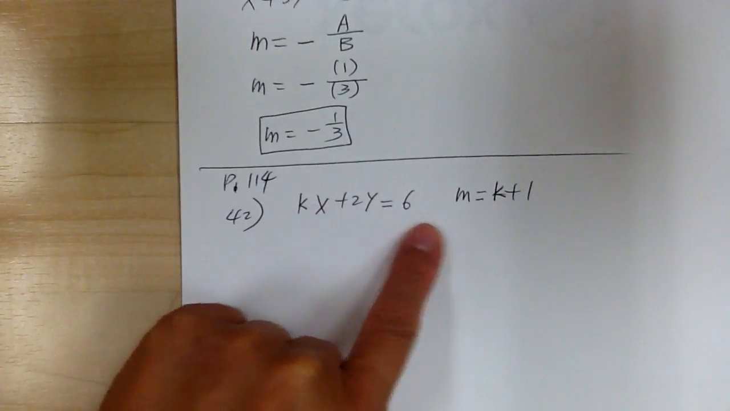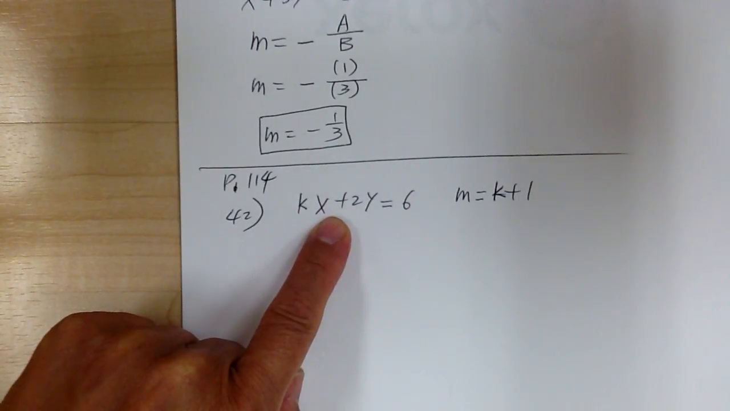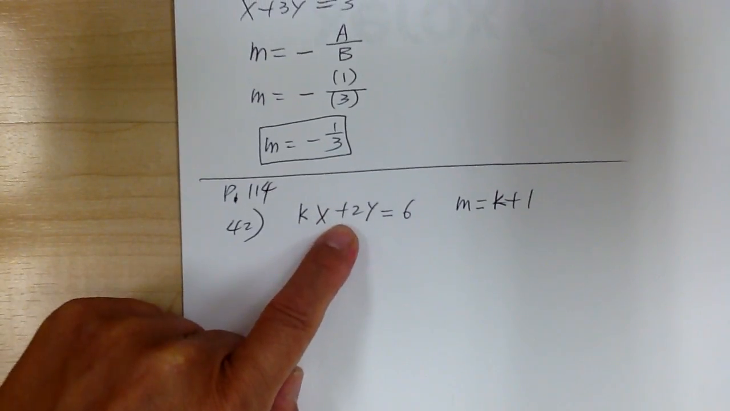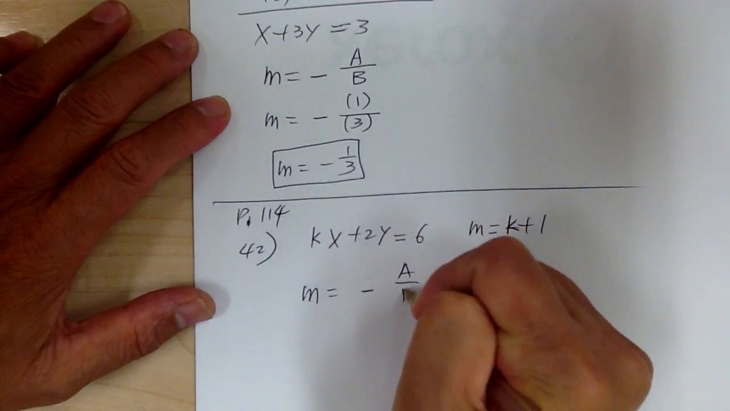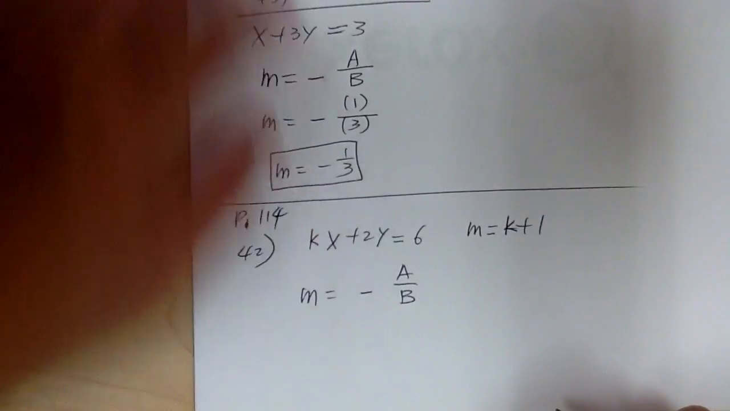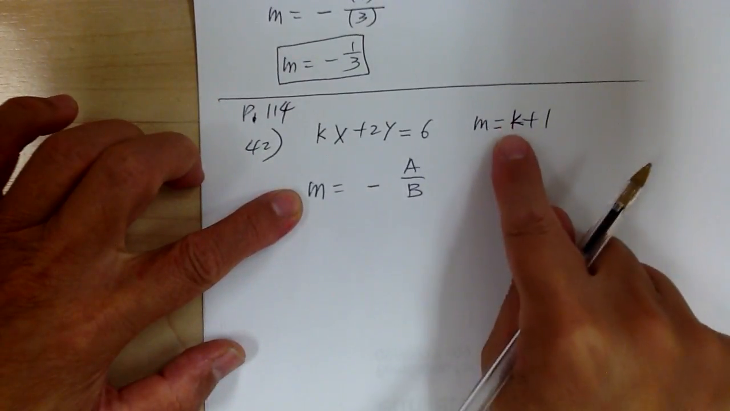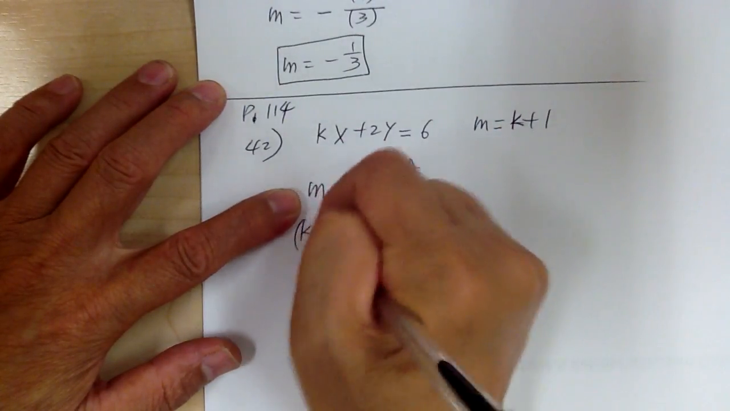So look over here. What is this? It's an equation, not points, right? So if it's an equation, then use the formula m equal to negative a over b. Then again, write down your formula. Then you substitute. What's m? Well, it's given, right? So it'd be k plus 1.